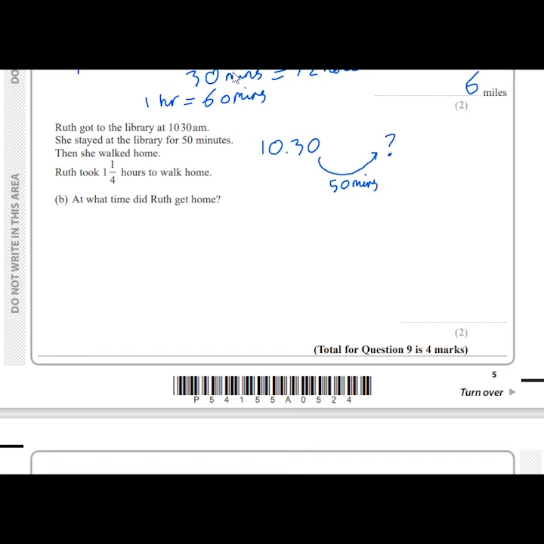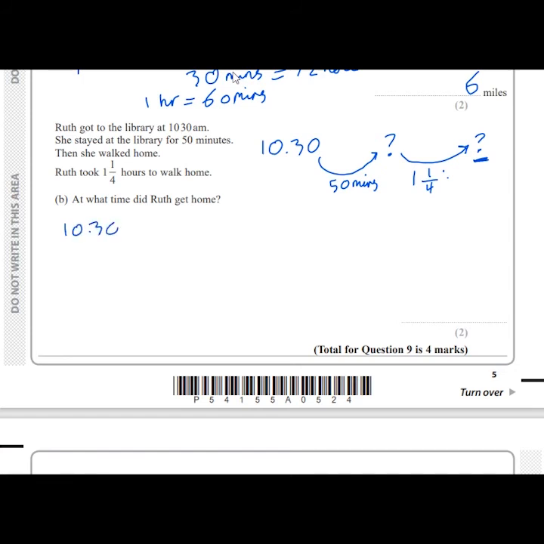So first we need to work out what time she leaves the library. And then she walks home, and that took her 1.25 hours. A bit speedier than on the way in. Clearly wanted to get home and grab some dinner. So that was 1.25 hours. And the question says, what time did Ruth get home? So this is the answer we want. That's what we're trying to work out here. So intermediate step, we want to work out what this is, and then it makes it easier to work out this. So first up, we'll start down here.